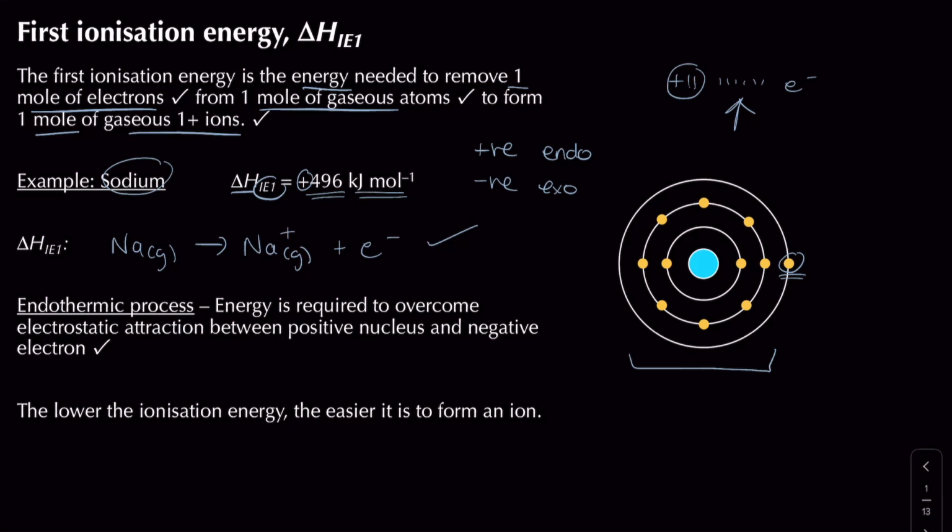Now, normally we say the lower the ionization energy is, the easier it is to form an ion. Think about the ability to be oxidized. So substances with a lower first ionization energy will be oxidized a lot easier as well.